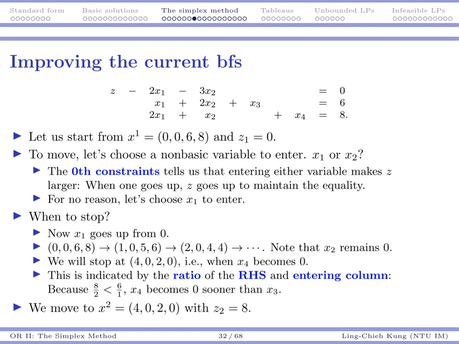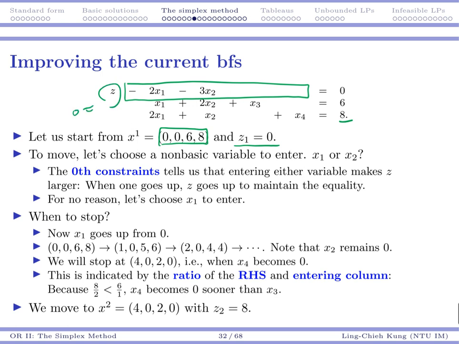So now we're going to start from our basic feasible solution, the initial one, 0, 0, 6, 8. These two variables, x1 and x2, are non-basic, so they are 0. x3 and x4 are basic, so they are positive, 6 and 8. The current basic feasible solution gives us the objective value 0. Why is that? Because if you plug this solution into your objective row, you see that z is 0. Okay, so I hope that makes sense.